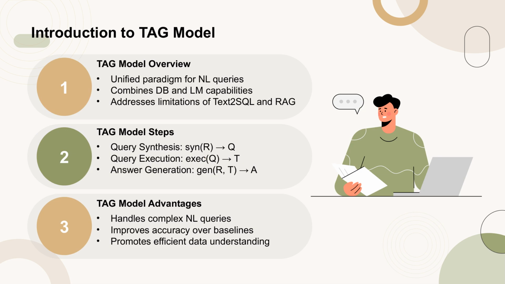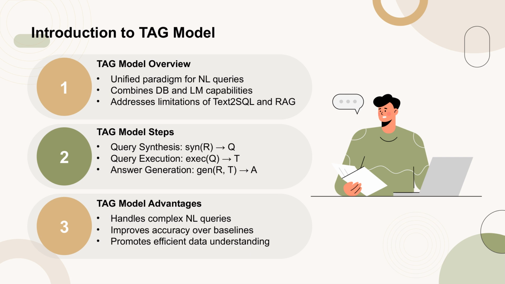The TAG model is proposed as a unified approach to answering natural language queries over databases. It integrates the logical reasoning of database systems with the natural language reasoning of modern language models. This model addresses the limitations of existing methods like Text2SQL and retrieval-augmented generation (RAG), which are unable to handle queries requiring semantic reasoning or world knowledge.